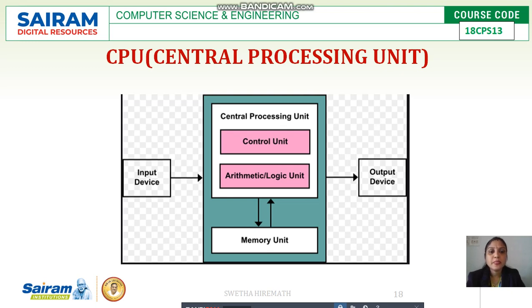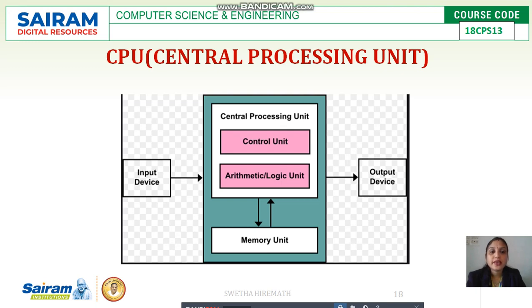and also for processing. Once it has been stored, if that particular instruction or program has to be executed, it will be fetched from the memory unit and given to the arithmetic or logic unit if some operations have to be performed. If arithmetic operations like addition, subtraction, multiplication, division have to be performed, it has to be passed to the arithmetic or logic unit. And once it has been processed, it will be stored back in the memory unit, and also given to the output device to display the output.